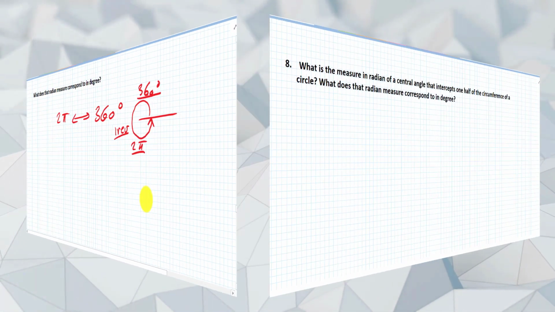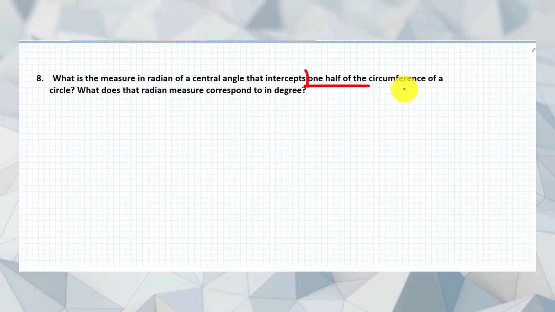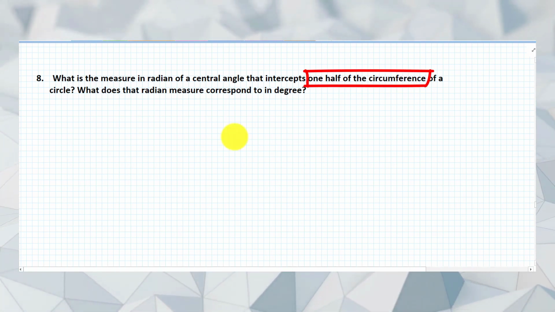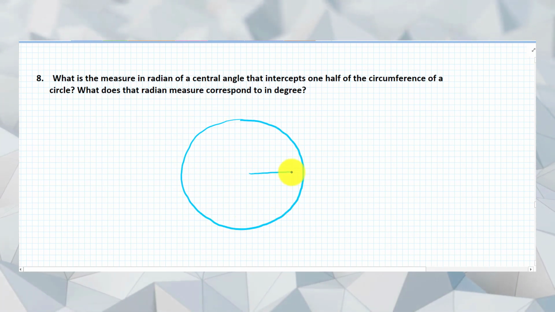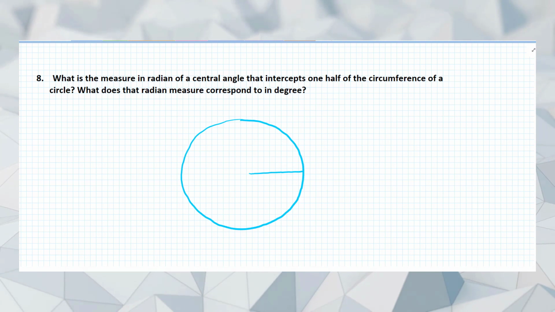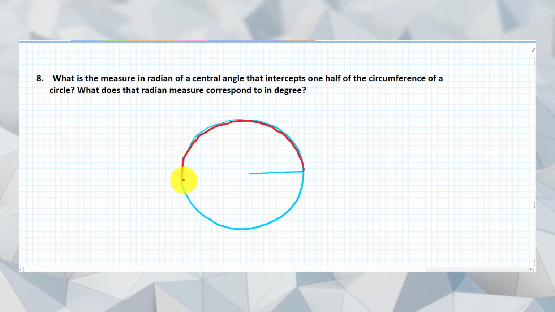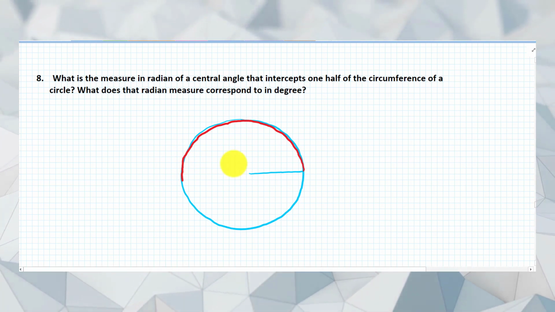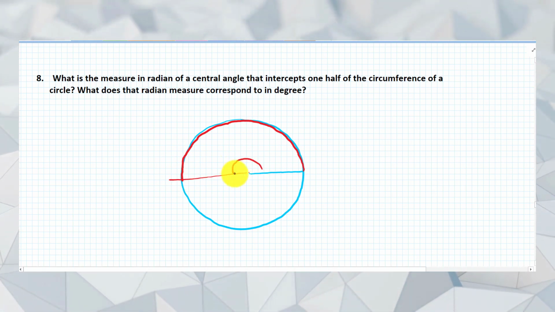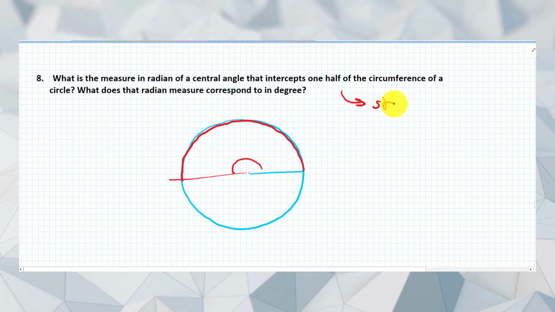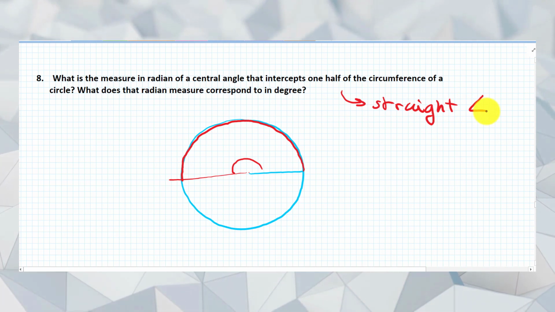Next question. What is the measure in radian of a central angle that intercepts half of the circumference of a circle? So this time, you have a circle, and you want to find the measure of a central angle that intercepts half the circumference. So this part right here, right? Well, what do we call this angle? This is called a straight angle, right? So basically, I'm asking you, what is the radian measure of a straight angle?